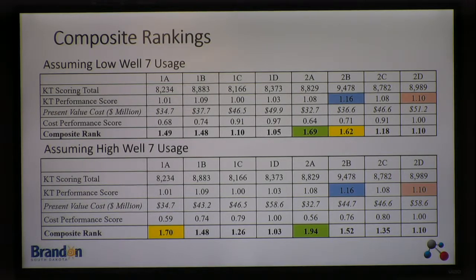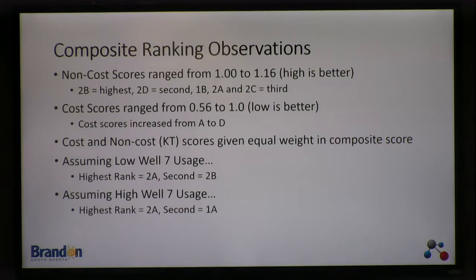Okay? There was a little difference here, high well 7 versus low well 7. And this had to do with essentially the cost of WRT being a higher weight, if you want to call it that. So the cost of the WRT jumped up quite a bit here compared to here, right? So if you look at the cost scores, they range from 0.56 to 1.0. In this case, low is better. The cost and non-cost score were given equal weight in the composite score.